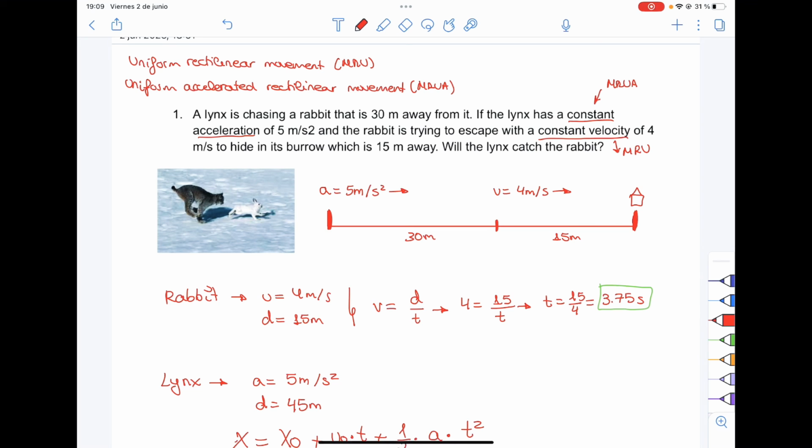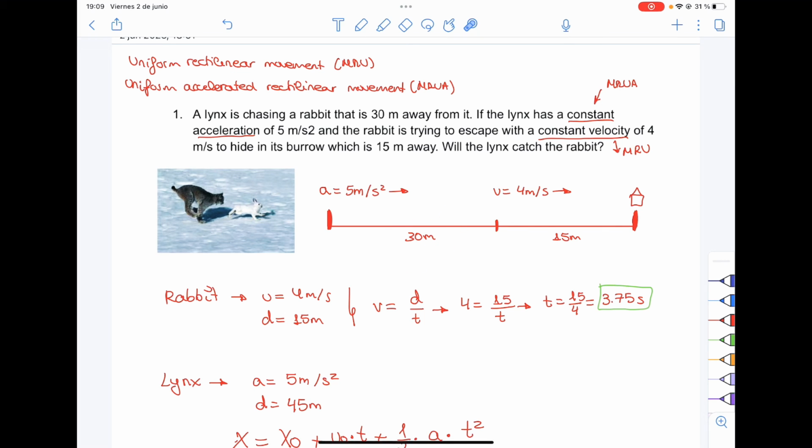Hello, in this video I'm going to explain this exercise that we did in class that says that there's a lynx that's chasing a rabbit that is 30 meters away from it. So we can do a drawing like this one and we can place the lynx in here and the rabbit in here if we know that the distance is 30 meters.